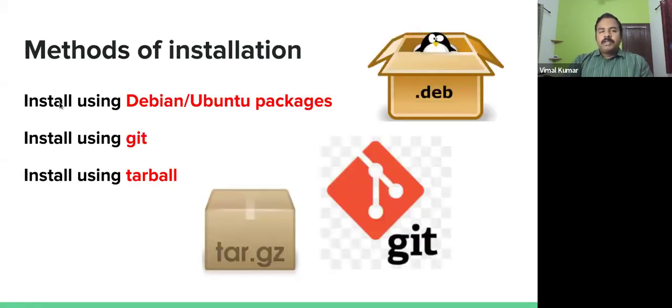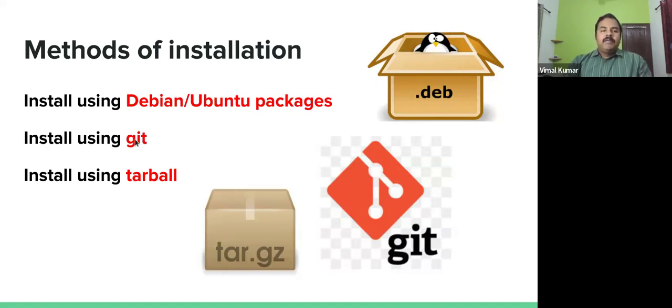Three kinds of installation are available. One is to install using Debian or Ubuntu packages. Second is to install using Git. Debian or Ubuntu packages means Koha is available as a .deb package. That is the native format of Debian or Ubuntu packages, the same as an .exe file in Windows.